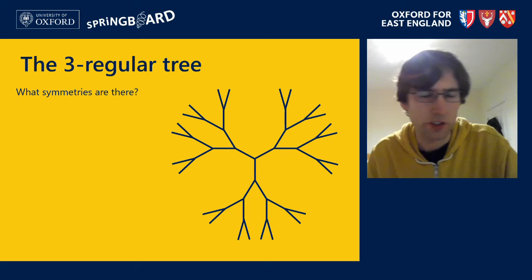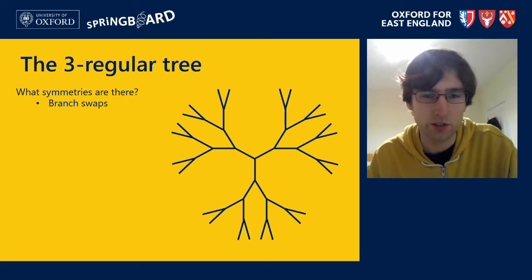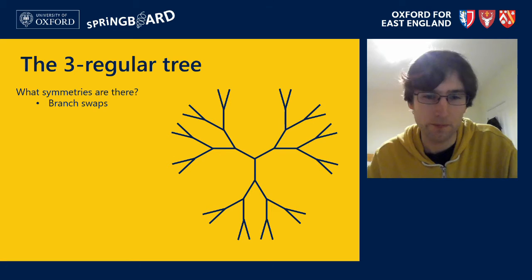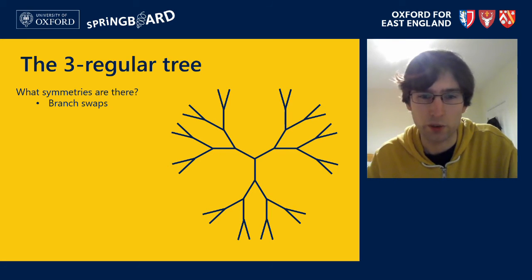Okay, so what symmetries are there? Well, there are things which I will call branch swaps, which are a bit like reflections, except that they don't reflect the whole tree. Let's see what these look like. There we go, something like that. So you're sort of swapping the branches that go out to the left and the branches that go out to the right in this picture.